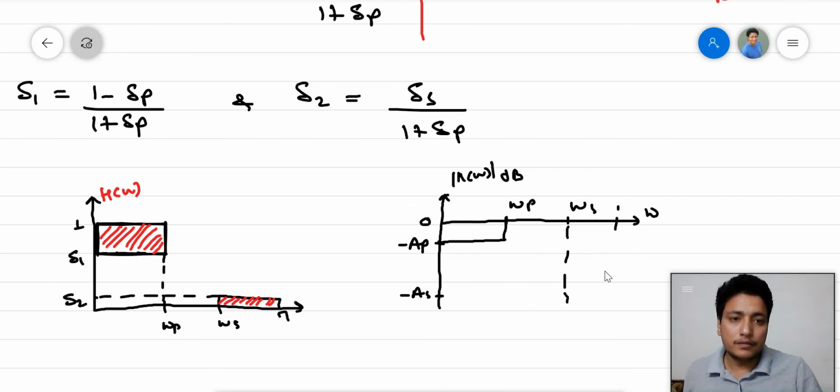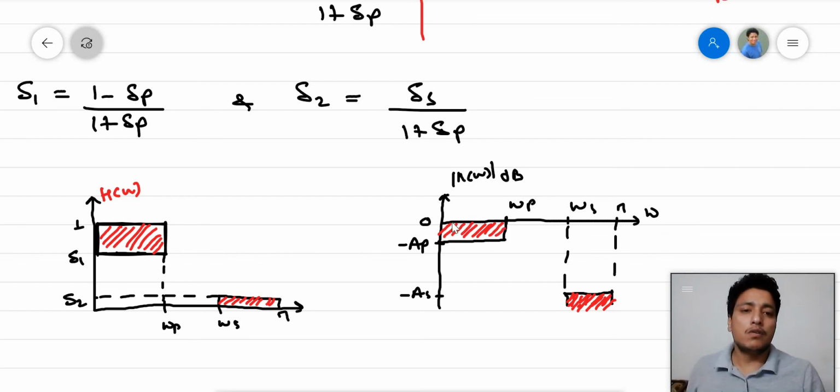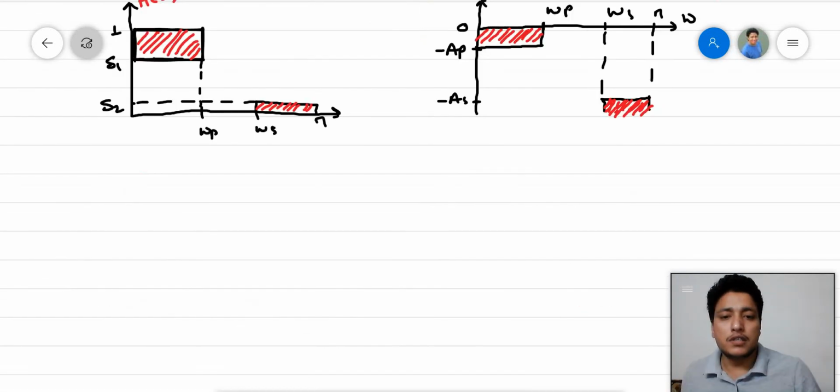to pi, this attenuation is undefined. Log 0 is undefined. So 0 is the maximum gain we have obtained. Then the attenuation we have seen by the ripples is minus AP, and in the stop band the attenuation is minus AS. This is for gain.